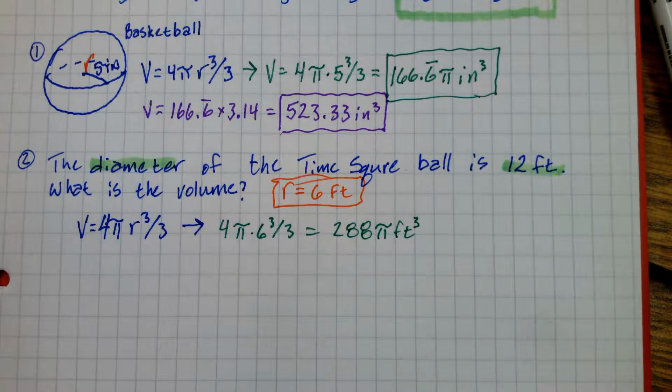So to get an idea of a cubic foot, right? A cubic foot is about, this is 1 foot, maybe 12 inches. And then picture one box that size. So if you get 288 of them.